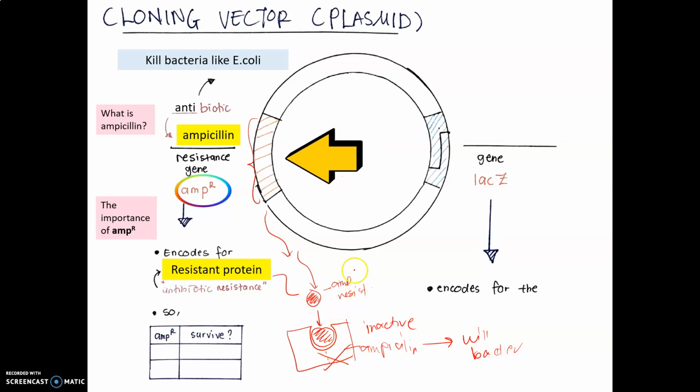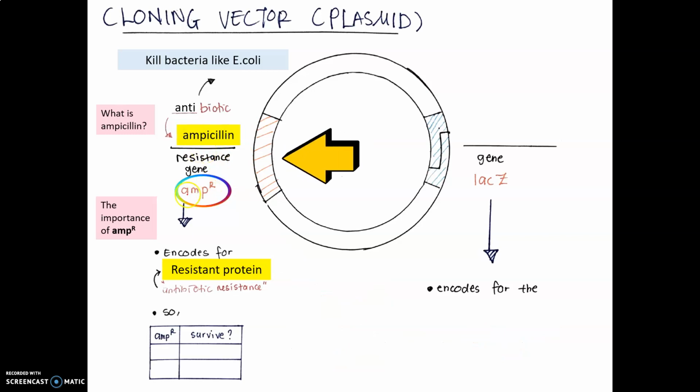Maksudnya kalau bakteria itu ada this AMPR, means that the bacteria able to menghasilkan ampicillin resistant protein. Bila ada ampicillin resistant protein, dia akan inactive the ampicillin. Maksudnya bakteria tadi tidak akan dibunuh lah. So bakteria tadi dia akan survive. Okay, inilah kepentingan AMPR because dia akan encodes for resistant protein which allow the survival of the bacteria having the plasmid, which mean having the AMPR, when it meets ampicillin sahaja. Syarat dia, it should be specific. In this case, AMPR, ampicillin.